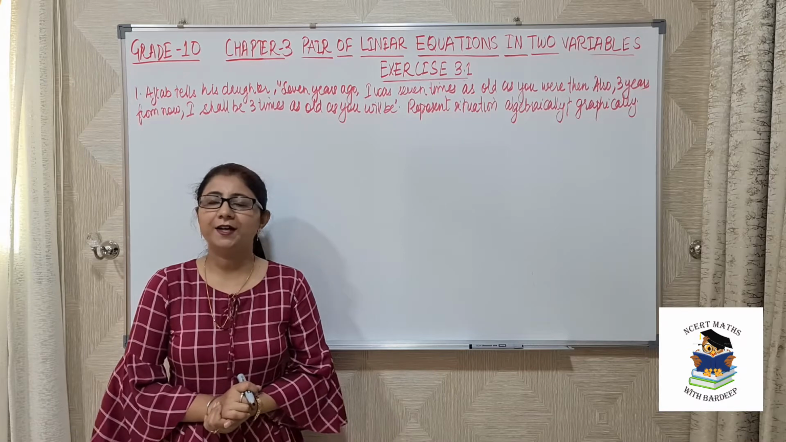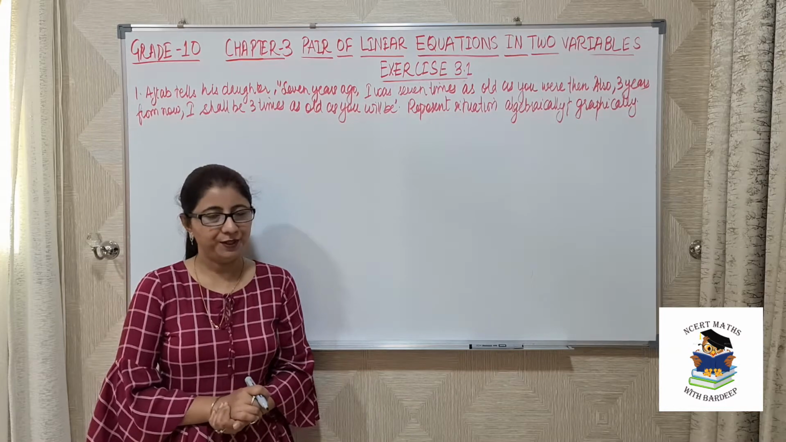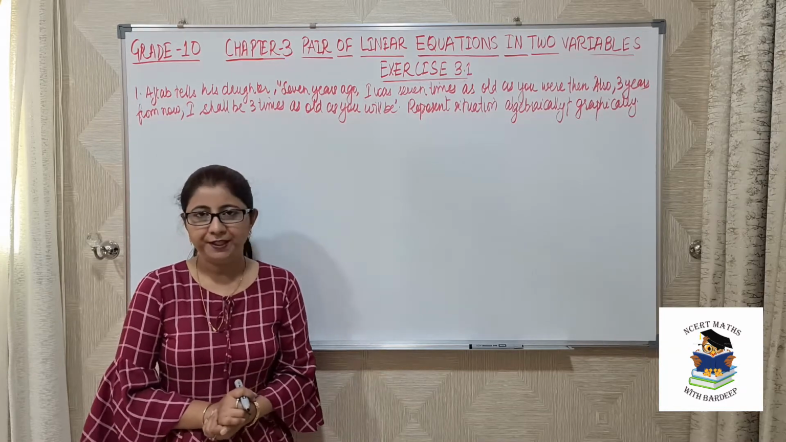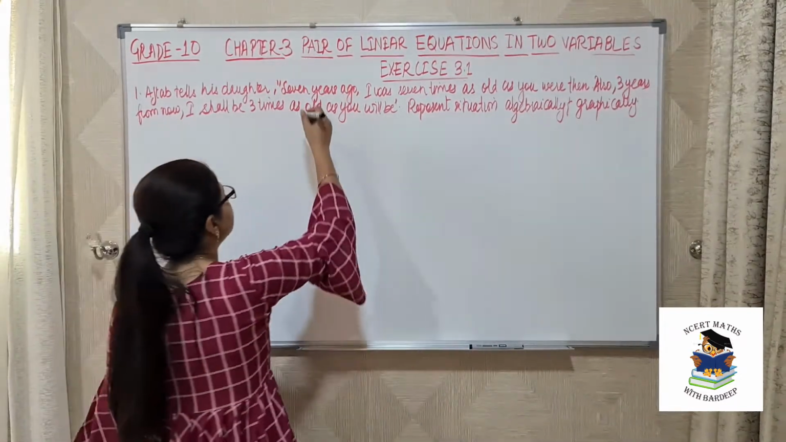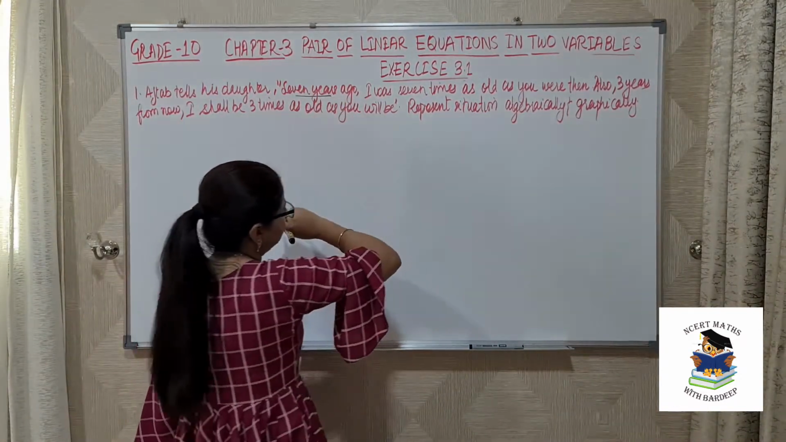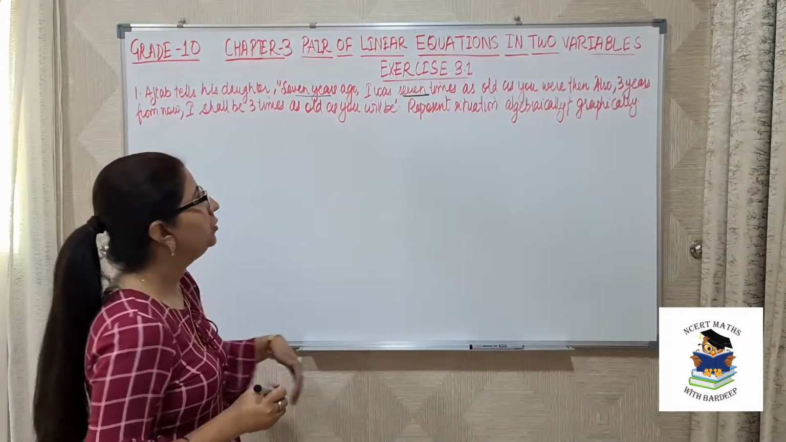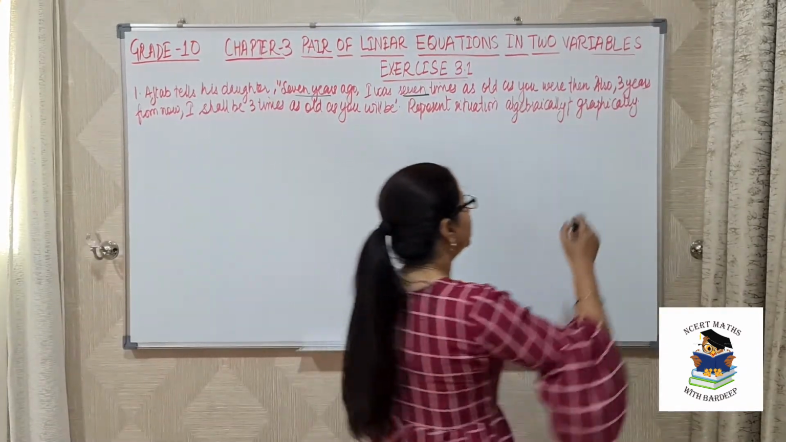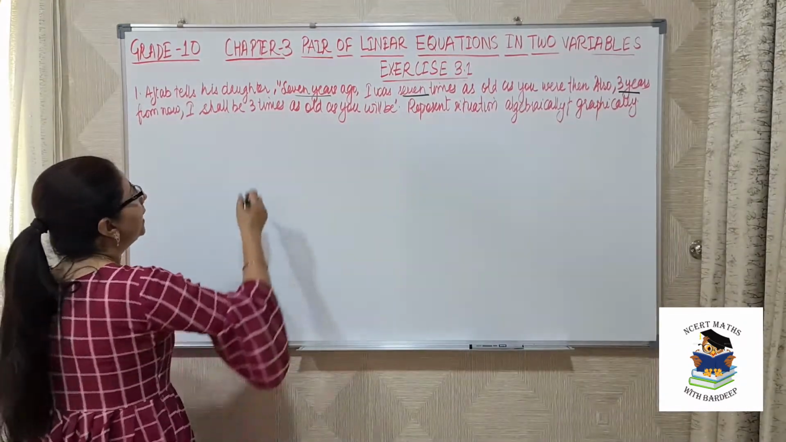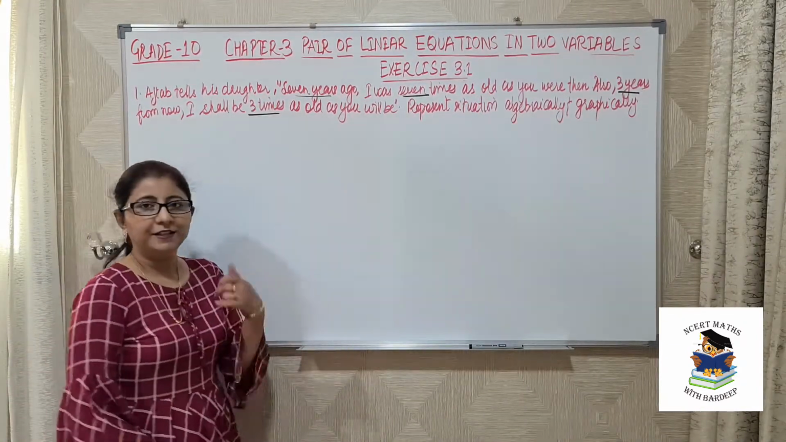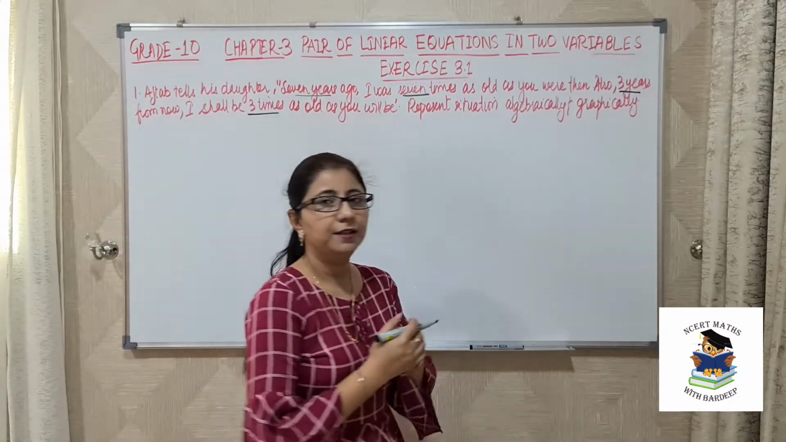Today we are going to start exercise number 3.1 of chapter 3, that is pair of linear equations in two variables of grade 10. So first question is, Aftab tells his daughter, 7 years ago I was 7 times as old as you were then. Also, 3 years from now, means after 3 years, I shall be 3 times as old as you will be. Isn't this interesting? Represent this situation algebraically and graphically.